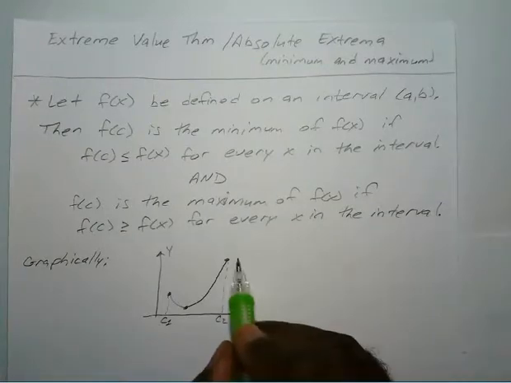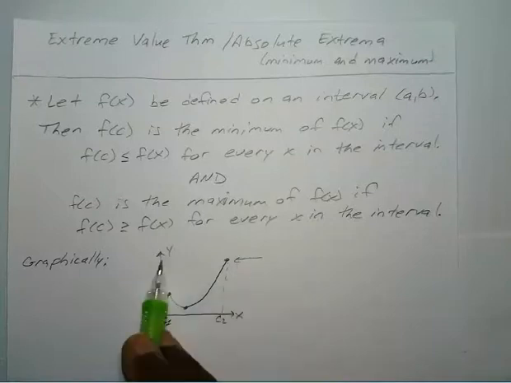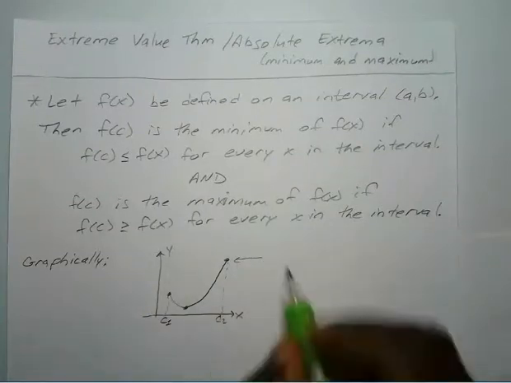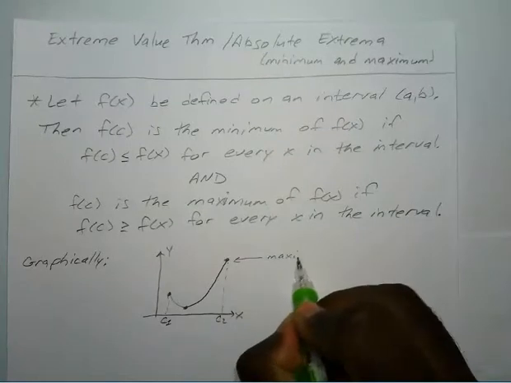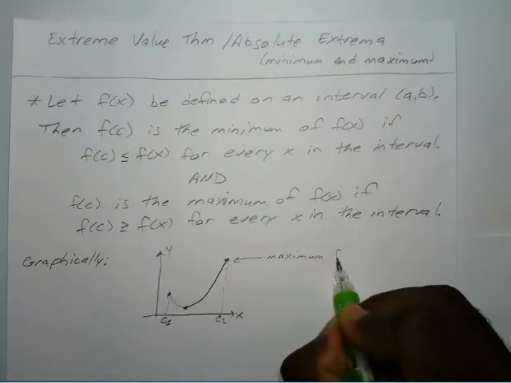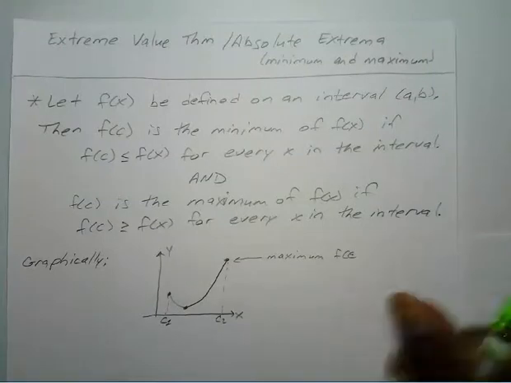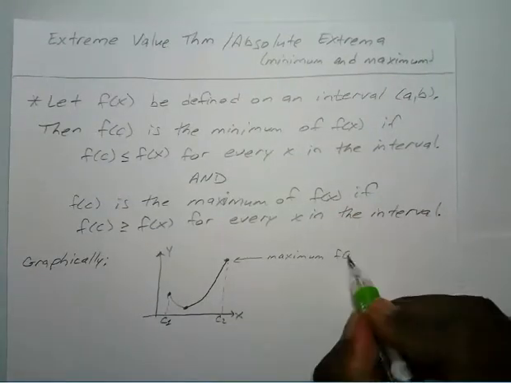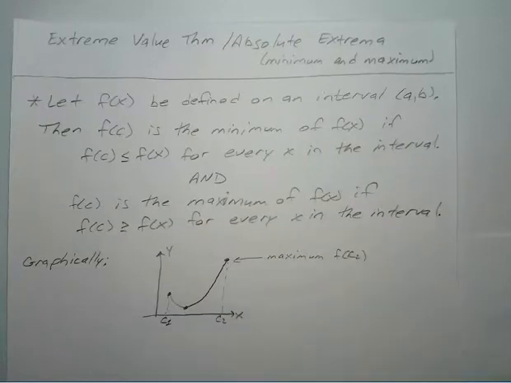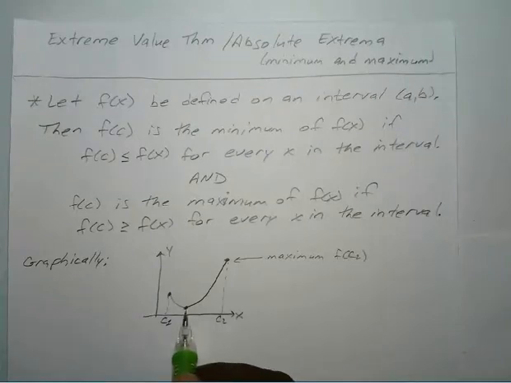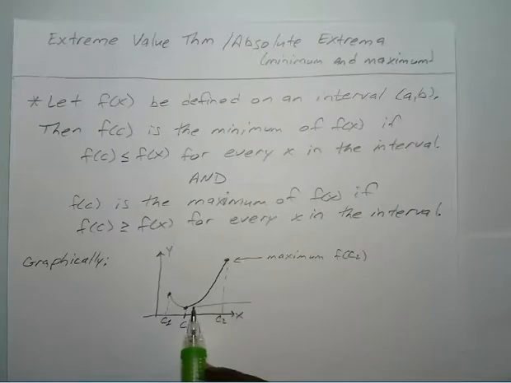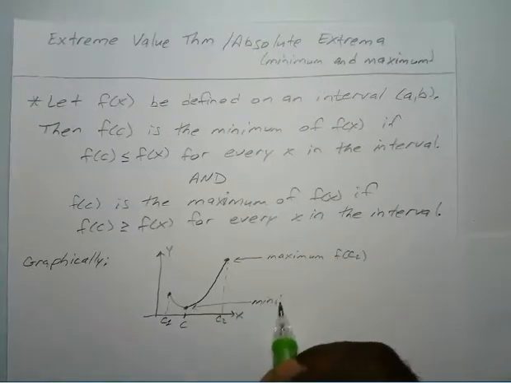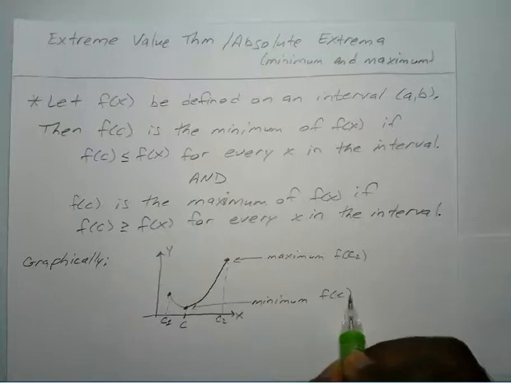So we see here that our highest y value is our f of c number 2. So our maximum is f of c2. Now we can see here that this c value, and we'll just call that regular ordinary c, is our minimum because that's the lowest y value, f of c.